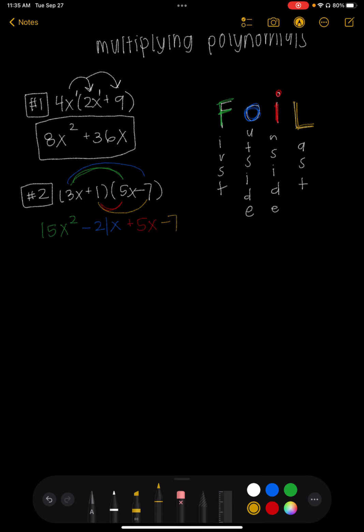So now we're done with this FOIL method, and this is our answer, but we can actually simplify it a little bit by combining like terms. As you can tell, we've got this negative 21x and this 5x, because they both have x's, they're considered like terms, so I can add them together. The 15x squared doesn't have a like term, so I'm just going to rewrite it. Then we've got negative 21x and 5x. When I add those together, I get negative 16x. And then that negative 7 doesn't have any like terms, so we're just going to rewrite that. And this is our final simplified answer.